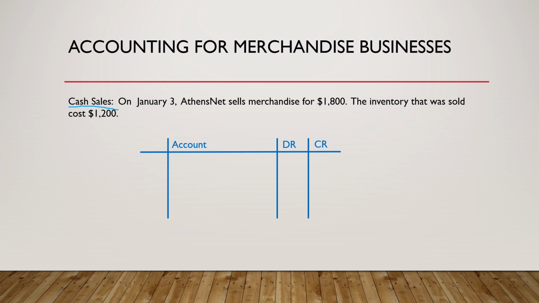Cash sales. On January 3rd, AthensNet sells merchandise for $1,800. The inventory that was sold cost $1,200. To record a sale, we need to book two entries. First, we record our revenue: debit cash and credit sales for $1,800. Next, we need to remove the merchandise inventory off the books: debit cost of goods sold and credit merchandise inventory for $1,200.